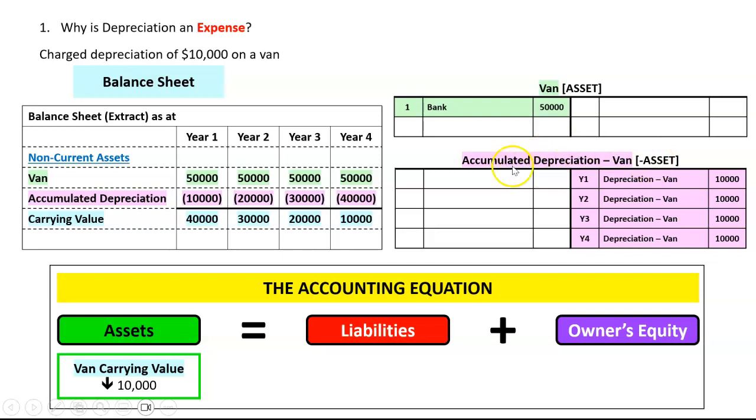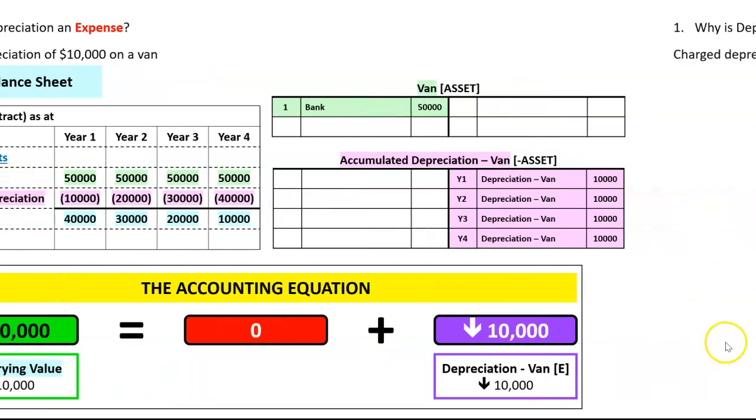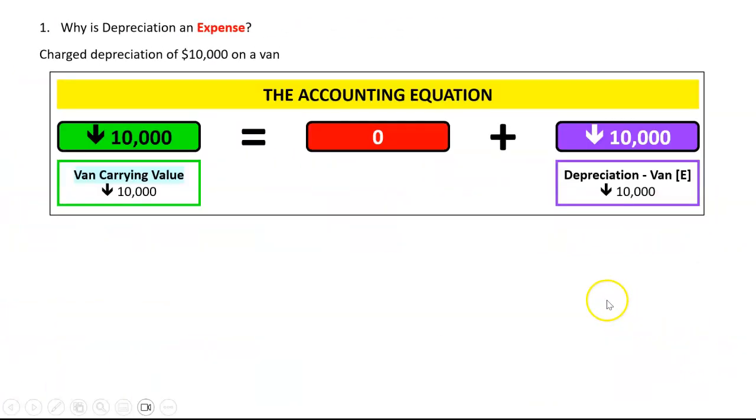And that's the whole purpose of this accumulated depreciation account. So what we're going to say here is the van's carrying value goes down 10,000. So overall the asset went down from 40 to 30 to 20 to 10. So the value of the asset overall, its carrying value, is going down 10. And we said that's because we had a depreciation of van expense, and expenses decrease owner's equity. So in this case, assets would go down 10. Nothing would happen to liabilities, and owner's equity would go down 10,000. So why is depreciation an expense? That's what happened there in our accounting equation.